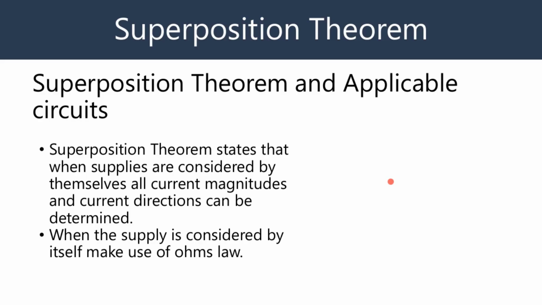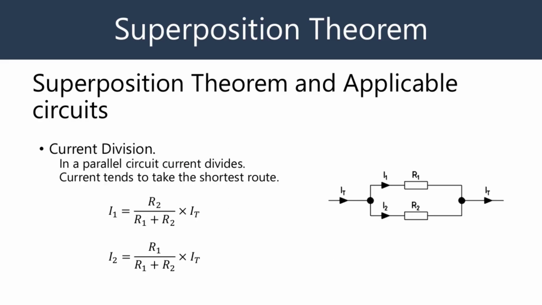The superposition theorem states that when supplies are considered by themselves, all the current magnitudes and current directions can be determined. When the supply is considered by itself, make use of Ohm's law. Right, so we first come to current division. Current coming into a point splits up. So we can see that the current coming into that point splits up. We get these formulas here. If I'm wanting to calculate I1, I've got R2 over R1 plus R2 times the I total.